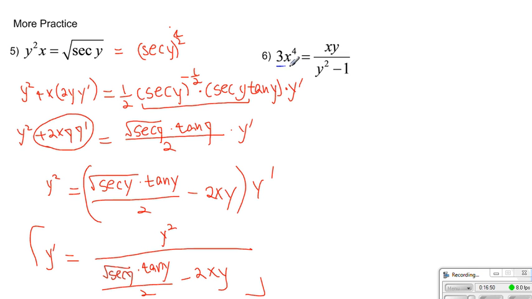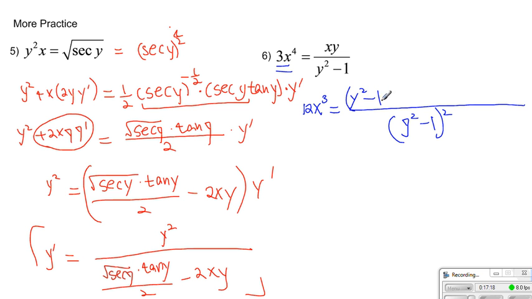Here we have the left side is rather simple because we can just write it as 12 x to the third power by the power rule. But on the other side, we have to use the quotient rule here. So first, denominator squared: y squared minus 1, entire thing squared. And then here we will have y squared minus 1 times the derivative of the top, which ends up being another product rule here.